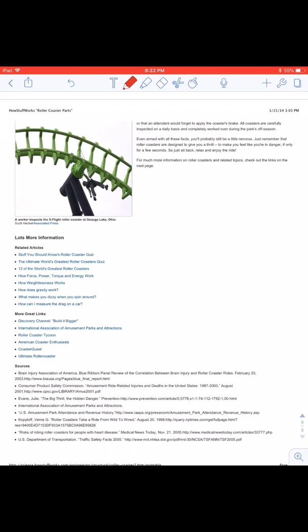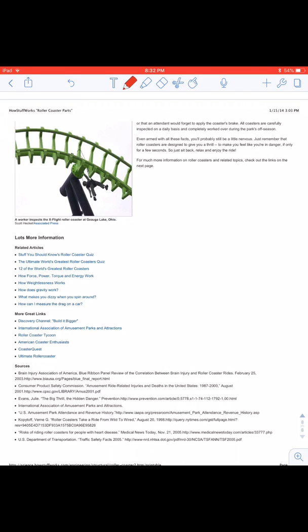Even armed with these facts, you'll probably still be a little nervous. Just remember that roller coasters are designed to give you a thrill, to make you feel like you're in danger, if only for a few seconds. So just sit back, relax, and enjoy the ride. For much more information on roller coasters and related topics, check out the links on the next page.